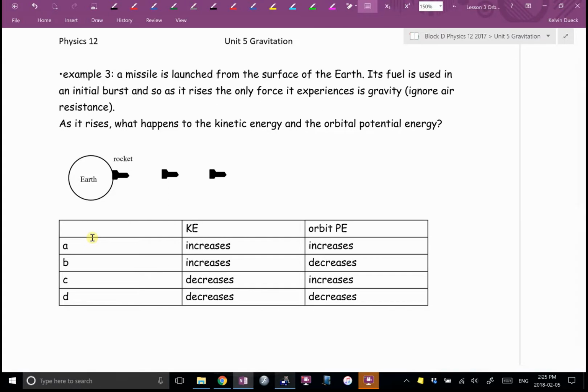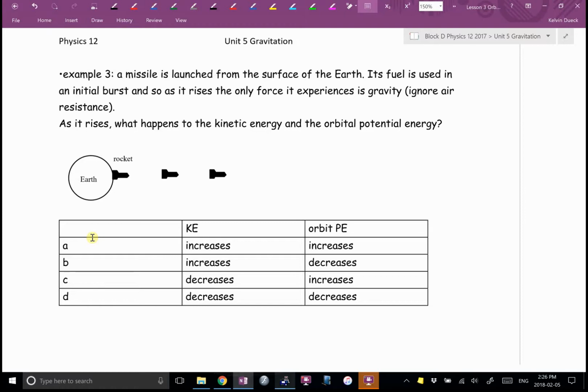Let's do a little thought experiment here. Suppose we launch a missile from Superman's Fortress of Solitude on the North Pole. We're going to launch it straight up, and we're going to fire all of its fuel at once, and then it's going to coast. So its fuel is used in an initial burst, and as it rises, the only force it experiences is gravity.